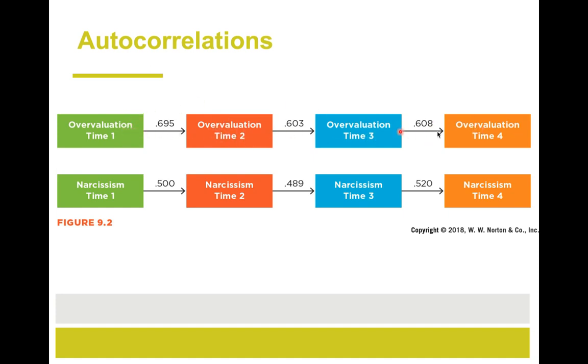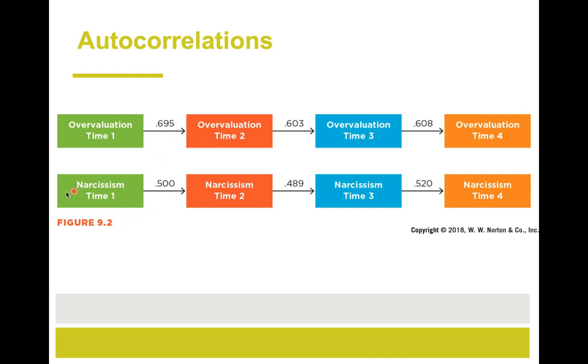And it appears that they do, right? Parents who overvalue their children do so consistently over time because we have high positive correlations for all of our 4 time points. And the same would be true, the flip side of the coin. Parents who are low in overvaluation stay low in overvaluation, right? That's what this positive correlation means.